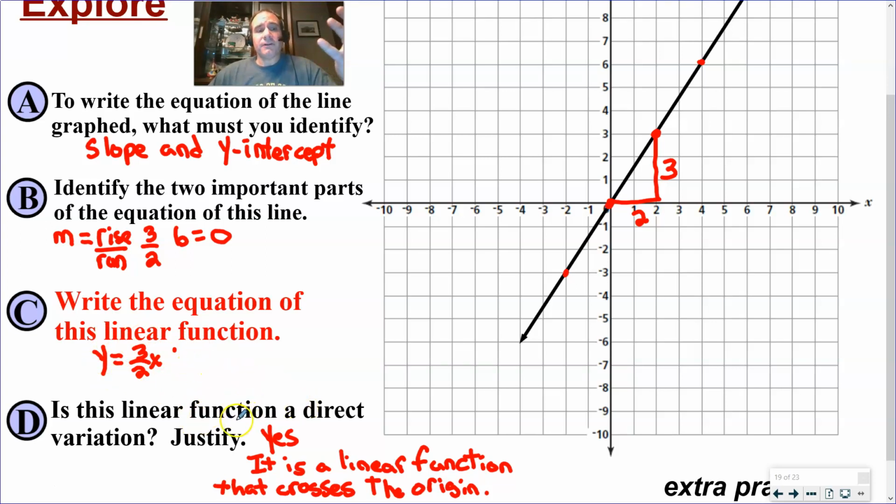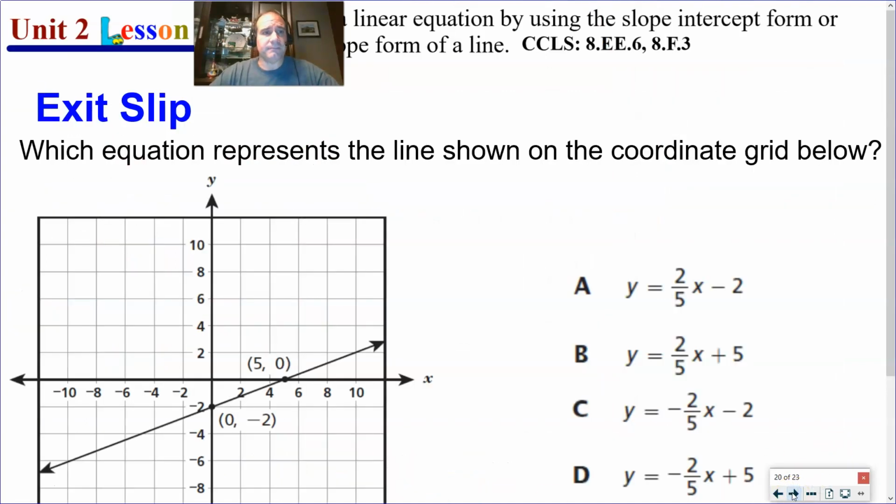So the linear function, is it a direct variation? Yes, it is. It's a linear function that crosses through the origin. Remember, to be a direct variation, it has to be linear, number one, and then it has to cross through 0, 0. And that's it. Hopefully you did get that, and we can move on.